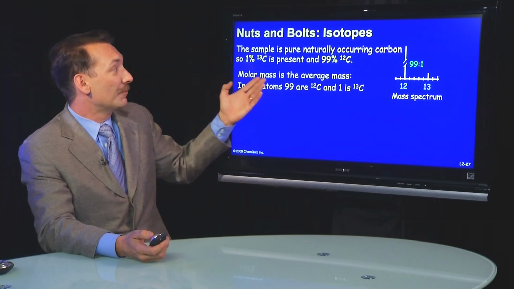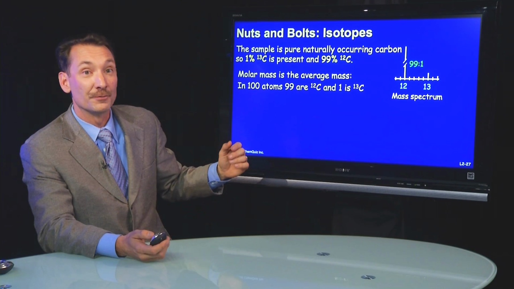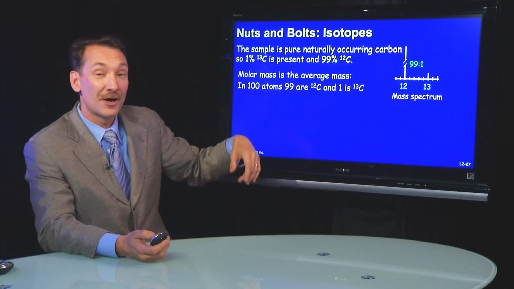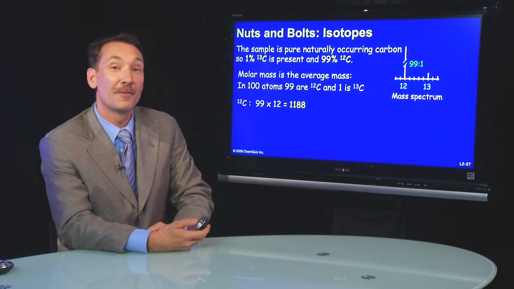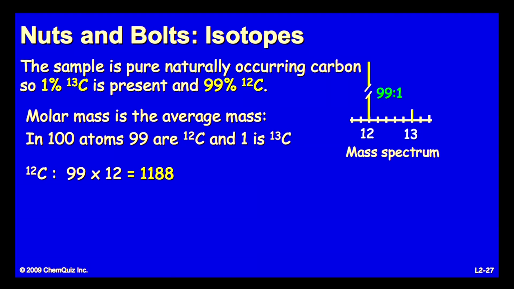Now, the molar mass is the weighted average of those two isotopes. The ratio is, in every 100 atoms, there are 99 carbon-12s and 1 carbon-13. So let's just take the average mass. In 100 atoms, you'd have 99 carbon-12s for a mass of 1188. You'd have 1 carbon-13 for a mass of 13.